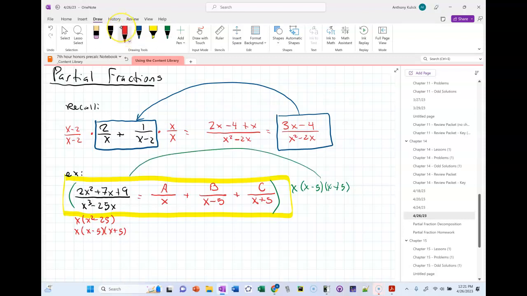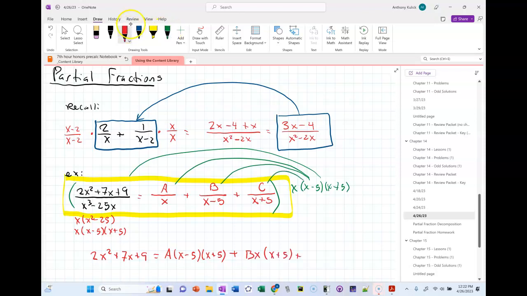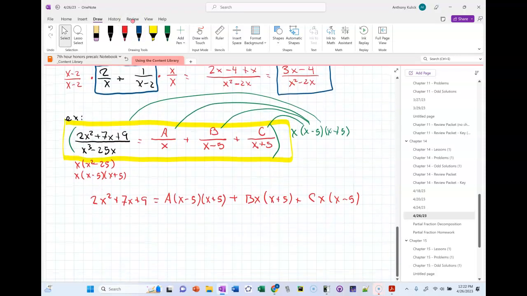When I multiply to the fraction that we started with, I just get the numerator. When I multiply to that first partial fraction, the x's cancel out, and I'm left with A times x minus 5 times x plus 5. When I multiply to the second partial fraction, the x minus 5's cancel out, so I'm left with Bx times x plus 5. And when I multiply to the third partial fraction, the x plus 5's cancel, and I'm left with Cx times x minus 5. So far, so good?